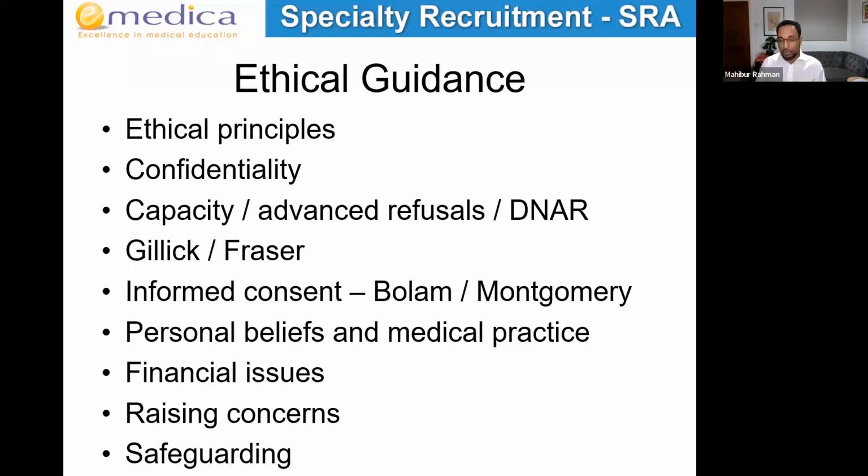Personal beliefs in medical practice, how a patient's beliefs might impact the care they'll accept and a doctor's beliefs might impact the care they could offer and how to handle that situation. Financial issues and probity, raising concerns about safety, safeguarding, child protection. All of these scenarios can feature, and it's important to get a good handle on them.